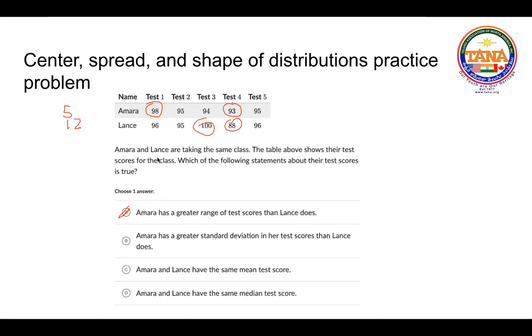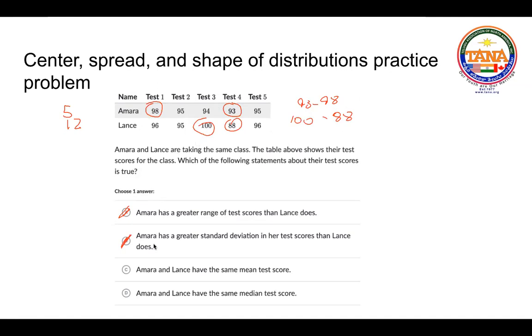So Amara's test scores are more clustered. They're all between like 93 and 98, while Lance's test scores are spread apart. They're somewhat evenly spread apart between 100 and 88. Well, not really, because the 88 is there. So Amara's has less standard deviation because the differences between her test scores are a lot less, a lot more clustered than Lance's test scores. They're all more together versus Lance's test scores, which differ quite a bit.